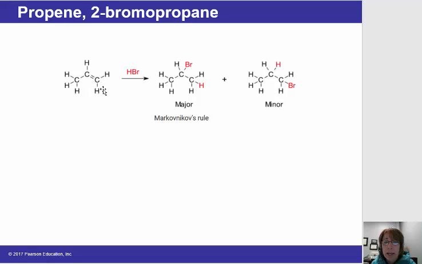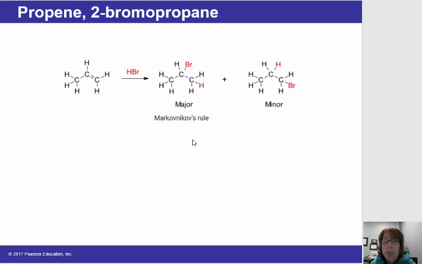If we look at the 2 carbons in the alkene, the 1 carbon has 2 hydrogens, the 2 carbon has 1 hydrogen, so the hydrogen from HBr is going to preferentially bond to the 1 carbon and the bromine to the 2 carbon. And so looking at Markovnikov's rule, the major product is going to be 2-bromopropane.